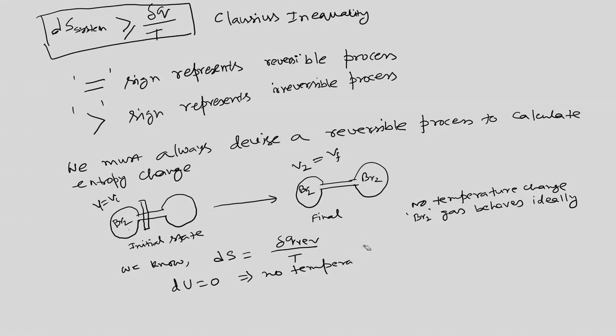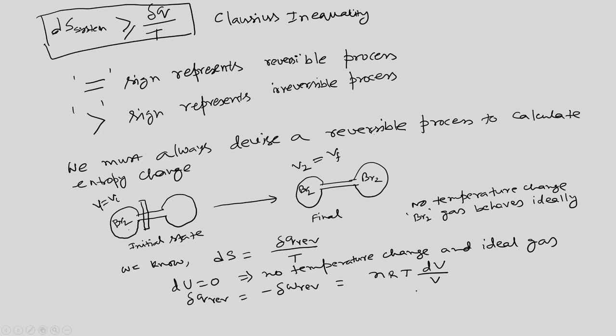As well as ideal gas condition. And ideal gas condition. Okay. So, in that case, del Q reversible we can write as nothing but minus del W reversible, right? And we can write this is nothing but nRT dV by V, that we discussed before.